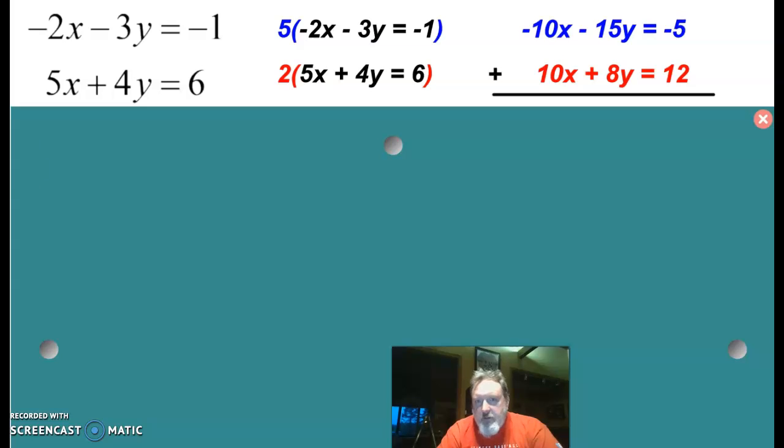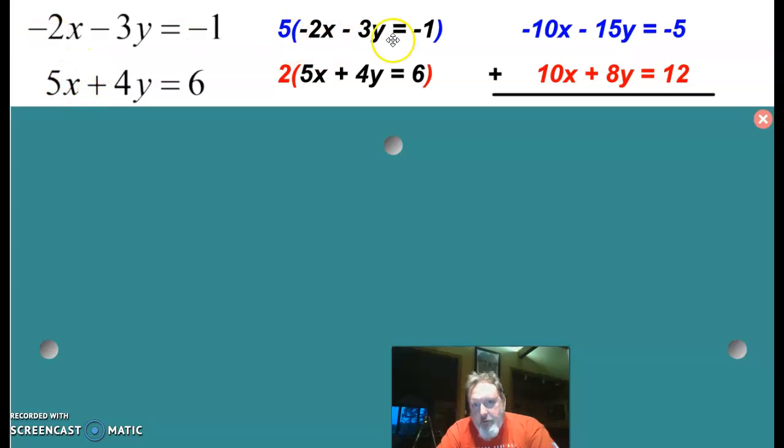All right, next slide, similar example. We're going to do the same thing here that we did on the last slide. Again, you'll see negative 2 and 5 won't cancel out. Neither will 3 and 4. So we have to multiply both equations. Now I decided to get rid of the x's here, so I multiply the top one by 5 and the bottom one by 2. You could get rid of the y's if you wanted. Then we would have to multiply by 4 and 3, but we'll just stick with the x's.